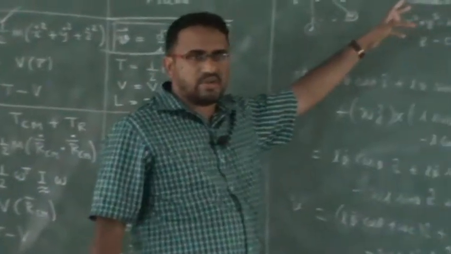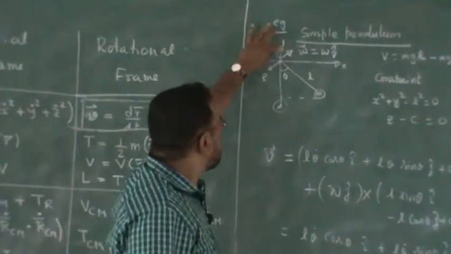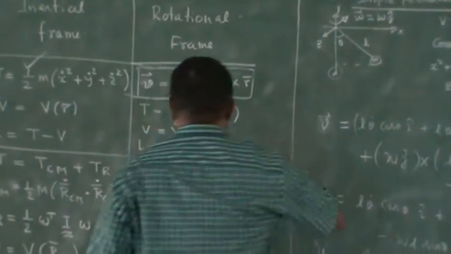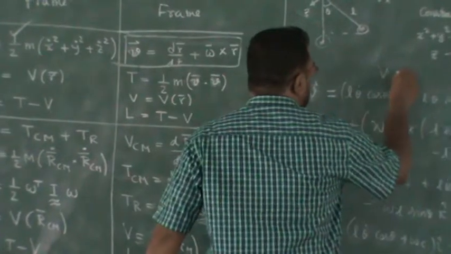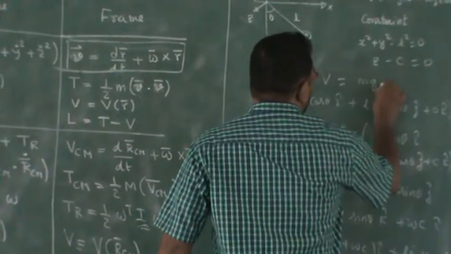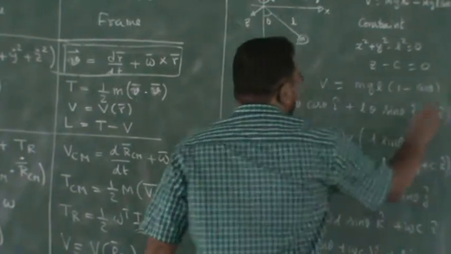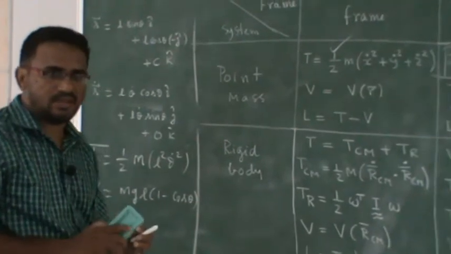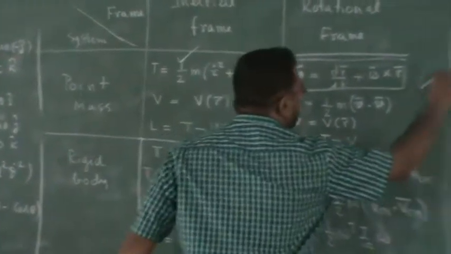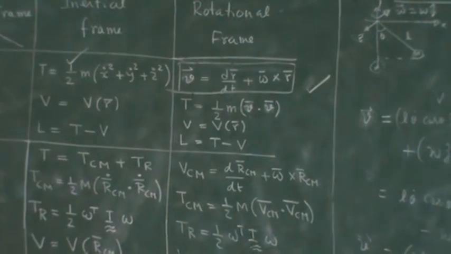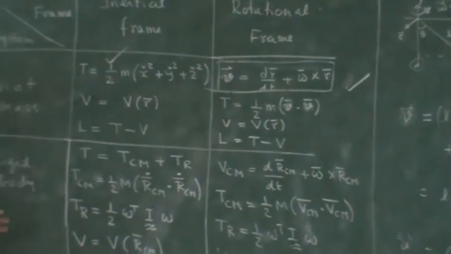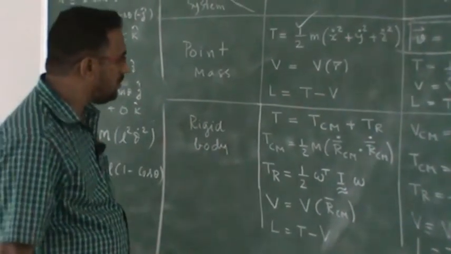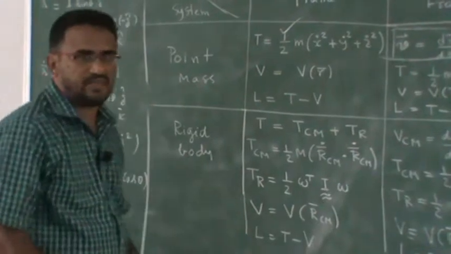To get the potential energy, the potential energy is not going to be affected, because the rotation does not affect it. This is due only to gravity. So V is the same: mgL times 1 minus cos theta. Now we have to construct the Lagrangian for the rigid body in the inertial frame.